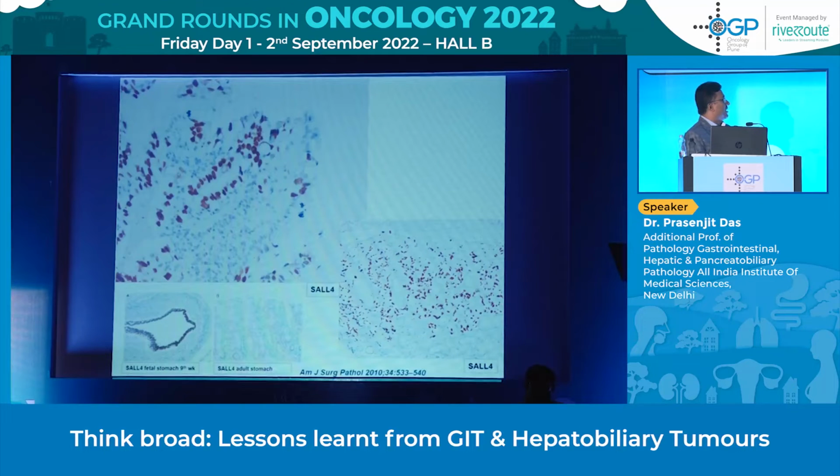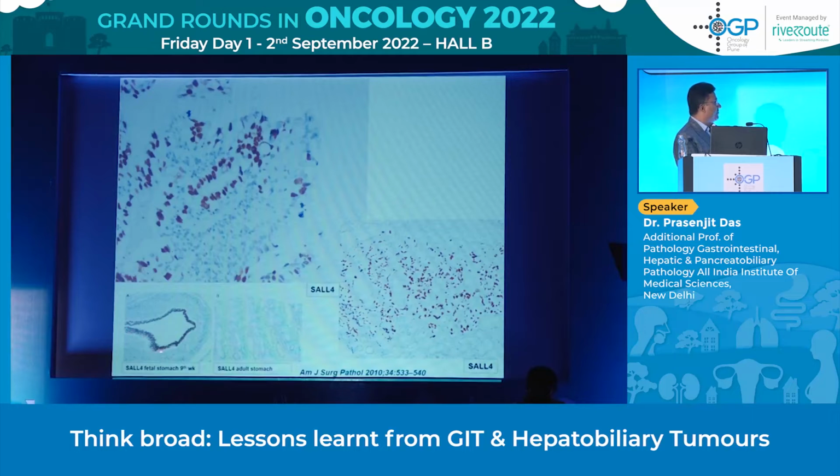So I went ahead and did SALL4, and as has been highlighted in the previous talks also, it is a marker of primitive or embryonal differentiation. You can see both the papillary areas as well as the solid sheet-like areas are SALL4 positive. If you do SALL4 in adult stomach, the mucosa will be negative.